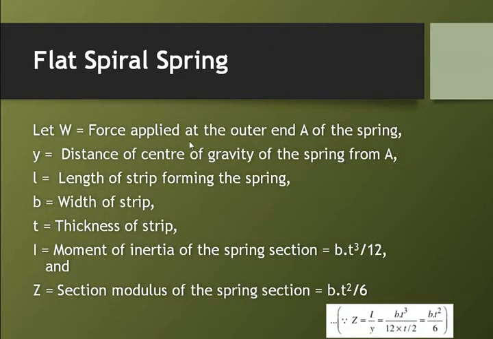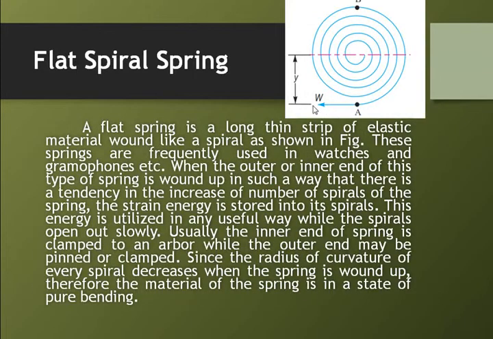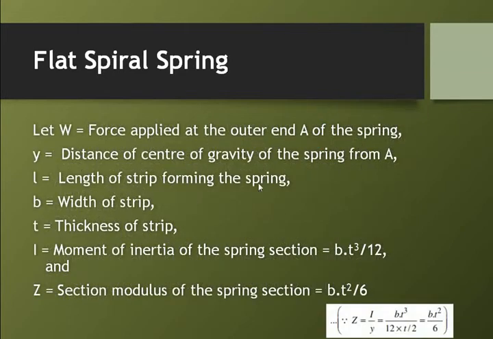Now see, W is the force applied on the outer end A, at a distance of y from the center or the arbor. And y is the distance from the center of gravity of the spring. Length of the strip is l, width of the strip is b, thickness of the strip is t. I is the moment of inertia of the spring, bt cube by 12, since it has width b and thickness t. And section modulus is I by y, which is bt cube by 12 divided by t by 2, thickness by 2, which will be bt square by 6.